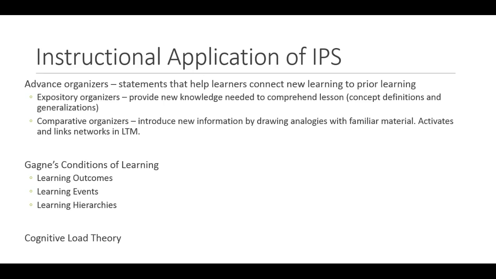Learning events: what are the things you need to do to prepare and activate that learning and then transfer it to long-term memory, and then setting up learning hierarchies so that it is easier to retrieve the information when you need it. And then the last is cognitive load theory and its importance in how much information, and at what pace, you give learners information so that they can actually learn it, so it can get through the processing and become stored in long-term memory.